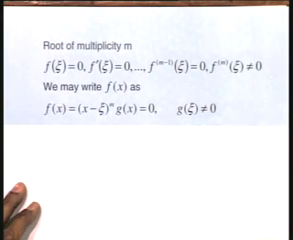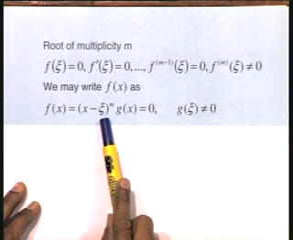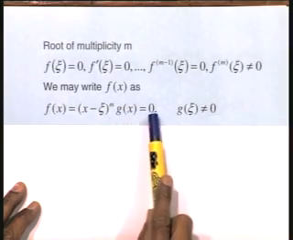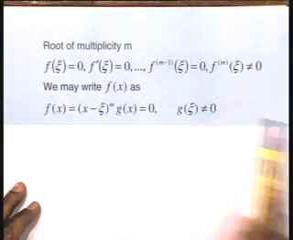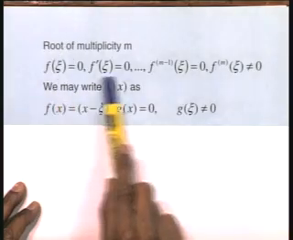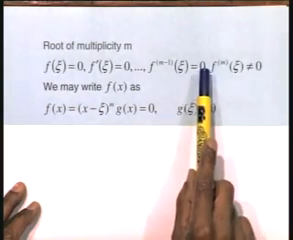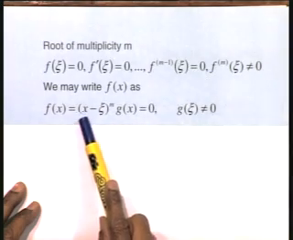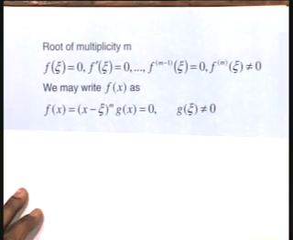Then of course, in some cases we may be able to write f(x) is equal to (x minus xi) to the power of m into g(x), where g(xi) is not equal to 0. As we mentioned earlier, because of this property it is a root of multiplicity m. Therefore, I will be able to factorize this as (x minus xi) to the power of m into g(x), but g(xi) is not equal to 0.